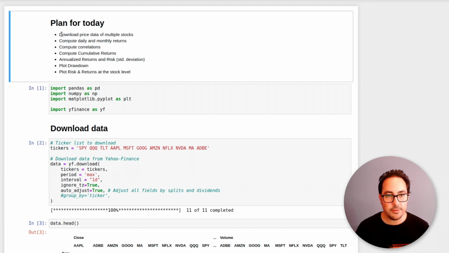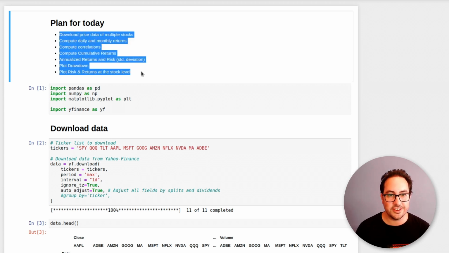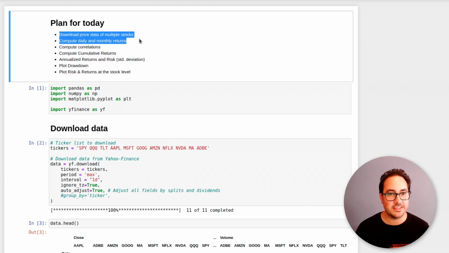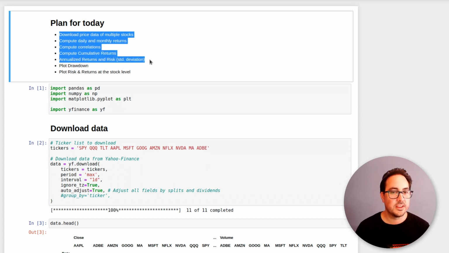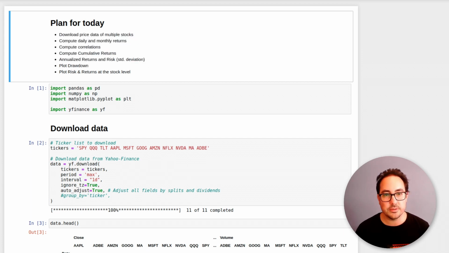So today we have a very interesting lecture about computational finance. I cover a bunch of topics that are listed here: downloading some data, computing returns, correlations, cumulative returns, risk analysis, risk and return analysis. Then we'll do some plots, plot the drawdown and the risk and return of each stock.